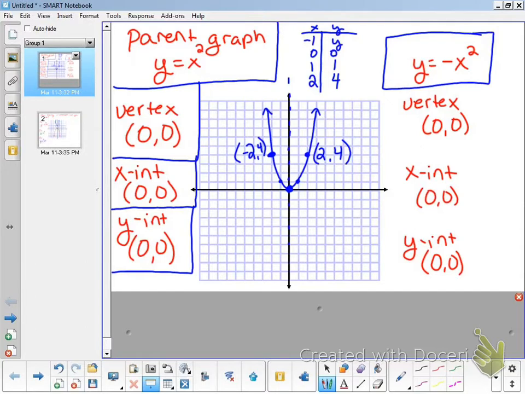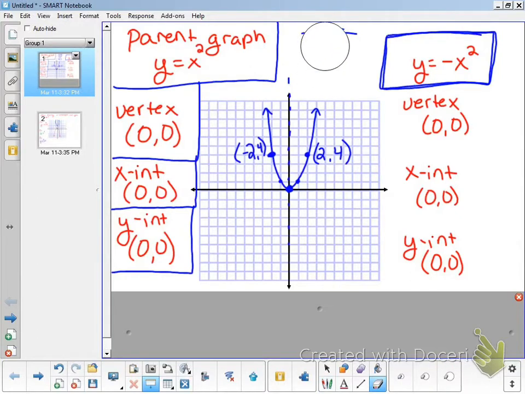Now, everything that we do is actually coming off of this parent graph, and we're going to talk about the translations of the parent graph as we go through this unit. But right now, I want to focus on this one on the left. Y equals -x squared. Now, we're going to do a t-table for this one as well. And I want you to think about what's going to happen with this negative sign. All right? So when we do the t-table, we're going to do the same ones. We're going to do -1, 0, 1, and 2.